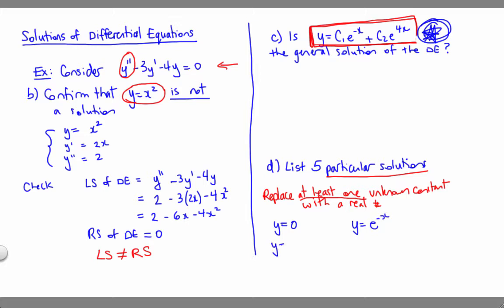We could do that the other way around. Let's let C1 be 0 and C2 be 1. We'd have the particular solution e to the 4x. Okay, and remember that these unknown constants can take on any real number. So if I was trying to be difficult, I could let C1 be pi, for example, and I could let C2 be root 3 over 2, or even a negative root 3 over 2 might be more interesting. So negative root 3 over 2 times e to the 4x. So that would be another particular solution.